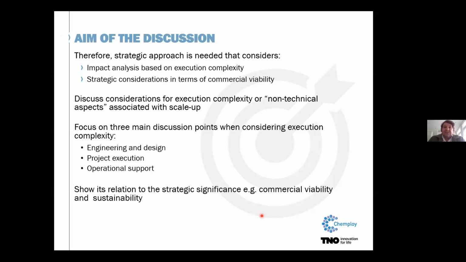And hopefully, after I discussed all these, the execution complexity around these three focus points, I will try and show its relation in terms of the execution complexity to the strategic significance of the technology which you would like to develop. In other words, how does this relate to your commercial viability and sustainability aspects? So in other words, how does the execution complexity relate to the strategic aspects of commercial viability and sustainability?